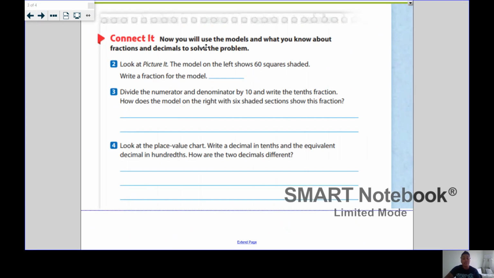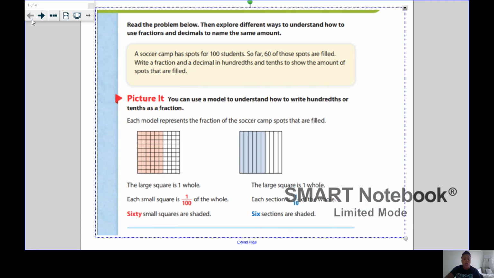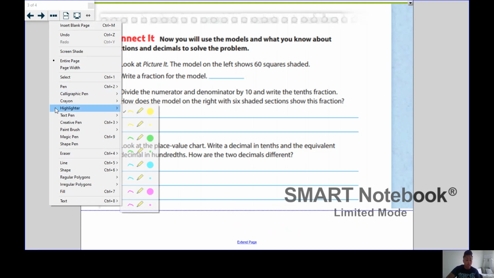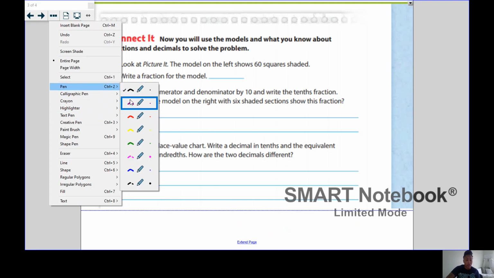So let's move on and let's connect it. So look at picture it. You can go back if you need to and pause the video to where I'm showing picture it, or you can go back in your Peer Deck and look at picture it. The model on the left shows 60 squares shaded. What would be the fraction of the model? So now remember, there were 100 students, right? There are 100 students. I'm trying to get my pen ready for you guys.